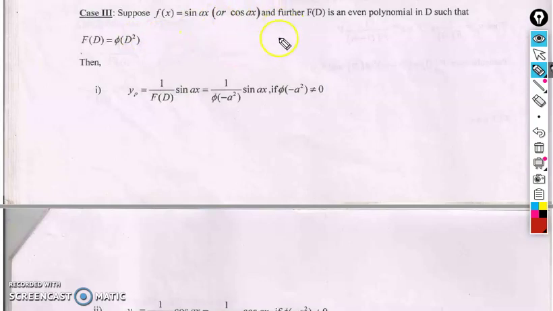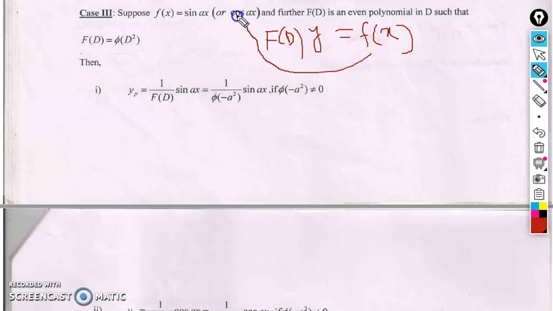It says that if we write f(D) y equals some function of x, and it happens that the function of x is a trigonometric function, only sine or cos, that is, sine ax, cos ax, or a sine ax plus b cos ax, then if we can write f(D) equals phi of D square, the norm says that if we replace D square by minus a square, we get the particular integral, provided phi of minus a square should not be equal to 0.